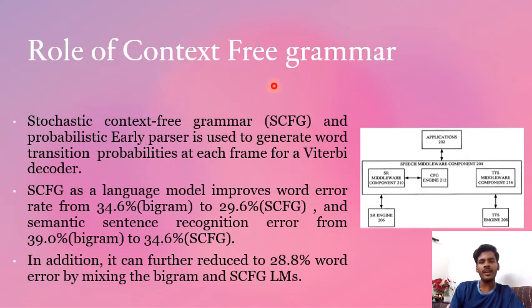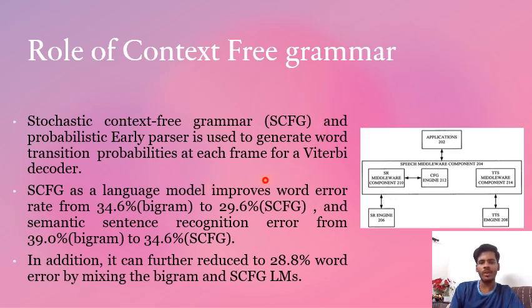Coming to the role of the context-free grammar over here. This context is based on the Berkeley Restaurant Project with medium vocabulary of 1300 words. A Viterbi decoder uses the Viterbi algorithm for decoding a bit stream that has been encoded using a convolutional code and tells the code.